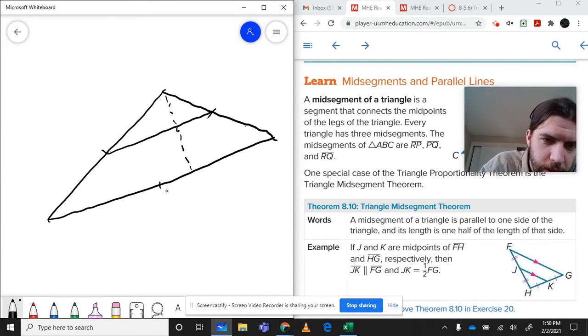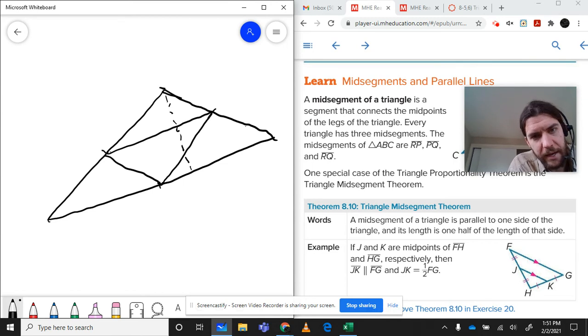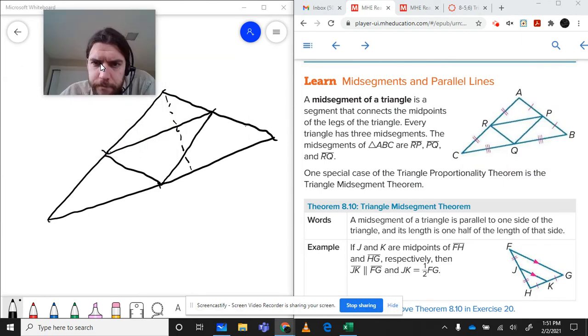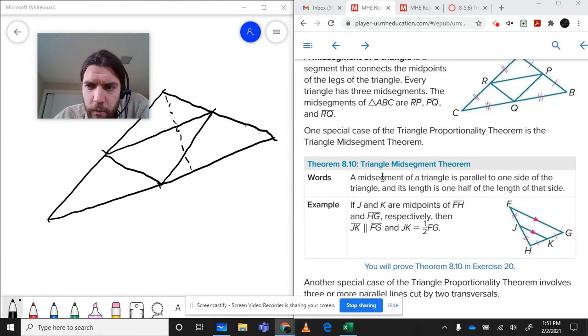And if we continue connecting midpoints, so if we did this one, then that line is half as long as that side, and this line is half as long as that side. And we get kind of like, if you ever play Zelda games, you get that Triforce kind of image. And I think that is all we have to talk about there.